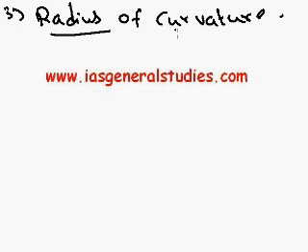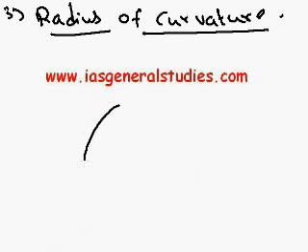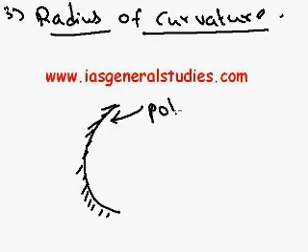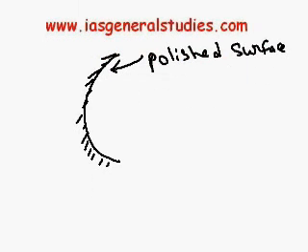What is radius of curvature? Again, I will go back to the same diagram. Okay, so now I have a mirror like this, and the rough surface is here, and here it is the polished surface. First of all, I want to ask you one question. What type of mirror is it?